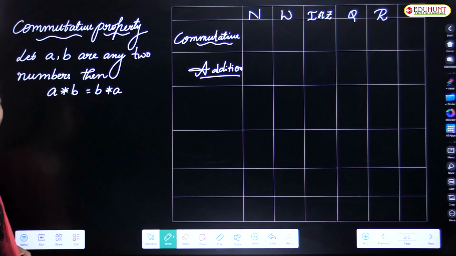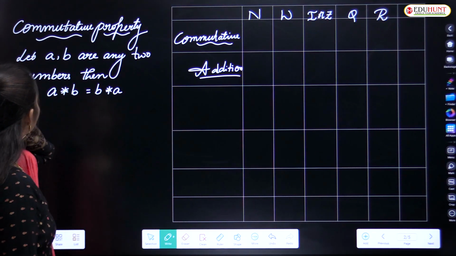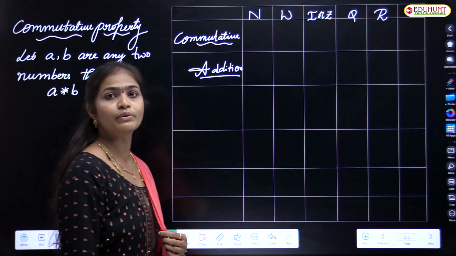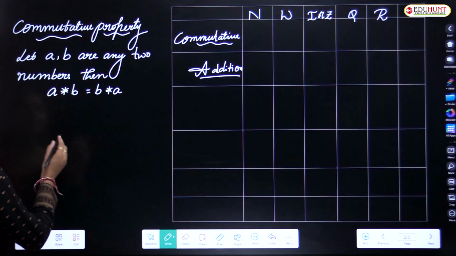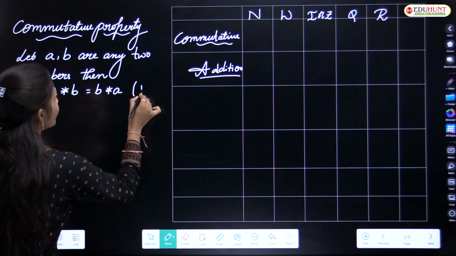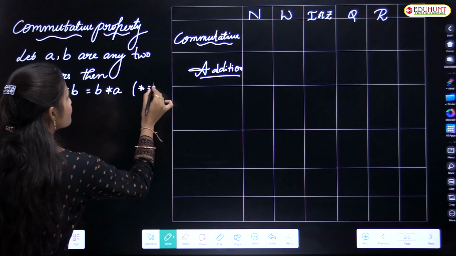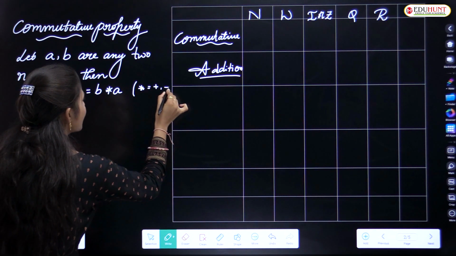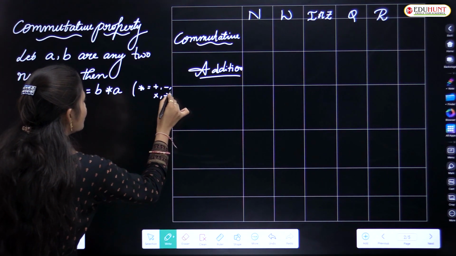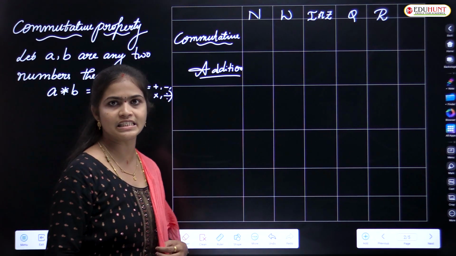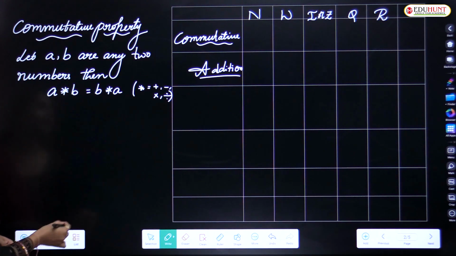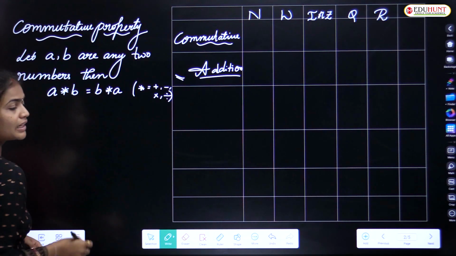Already you know about the star, right? So here what is the formula? That is A star B is equal to B star A. Here let star be any fundamental operation, no? So in the place of star we can take addition, subtraction, multiplication, division, any one of the fundamental operations. Okay, so first I am going to apply addition. We are discussing addition, no?